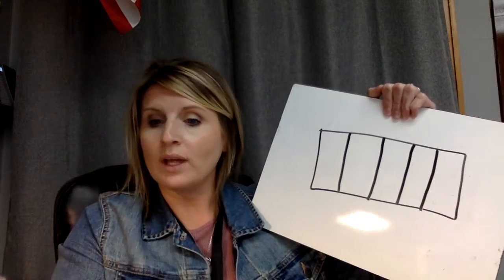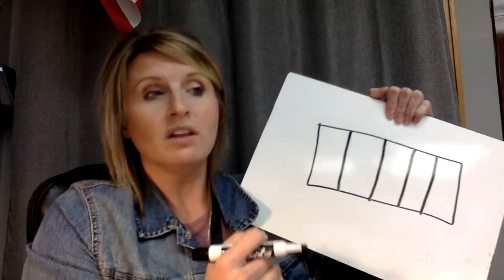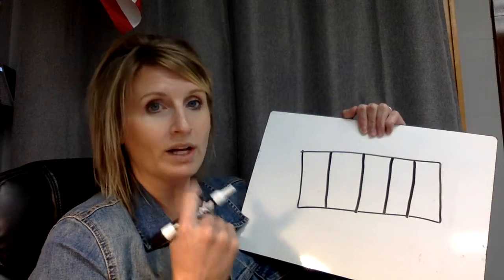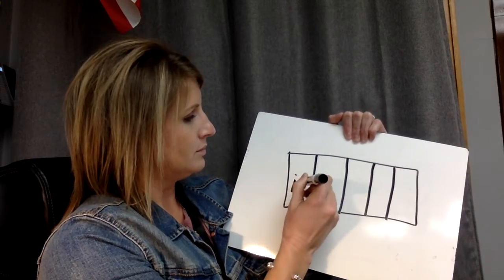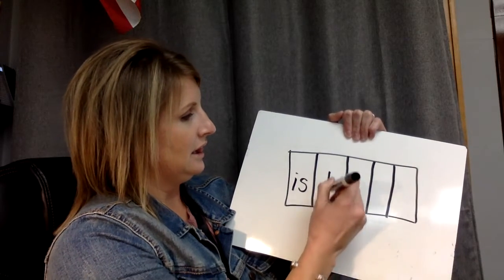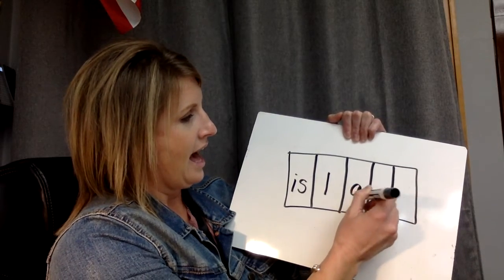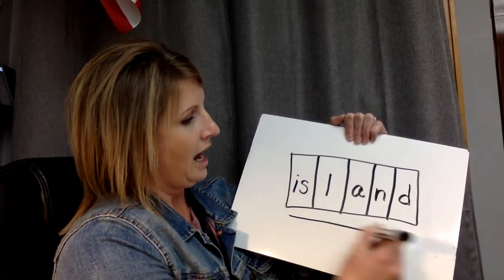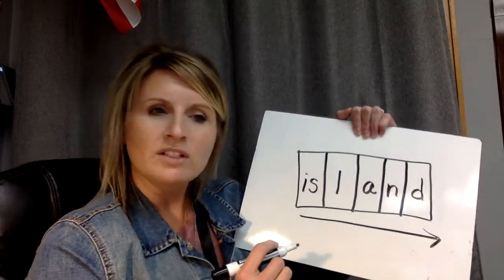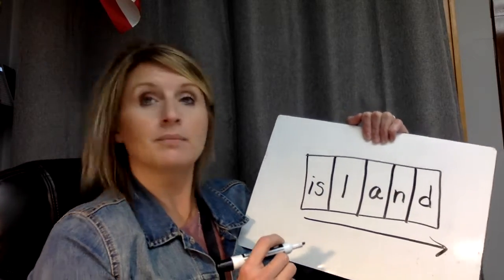All right, now I'm going to write each of the letters in our sound boxes, and I want you to watch how I do this. My turn. I, L, A, N, D. Island. Now, is there anything you notice about this word?